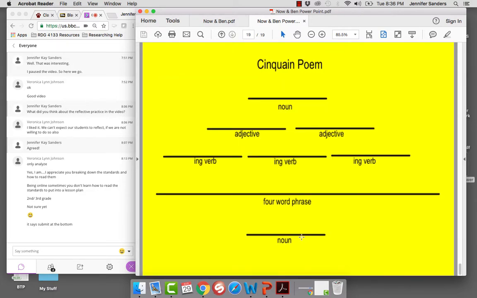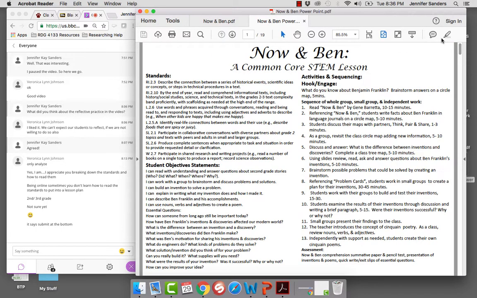And then you've pulled out the adjectives, and they're building a poem. Okay, that's the lesson. And so here's her sequence: read, discuss, revisit the circle map. What is the difference between? But then look at her standard.